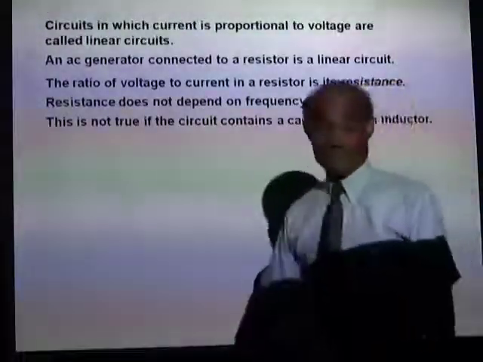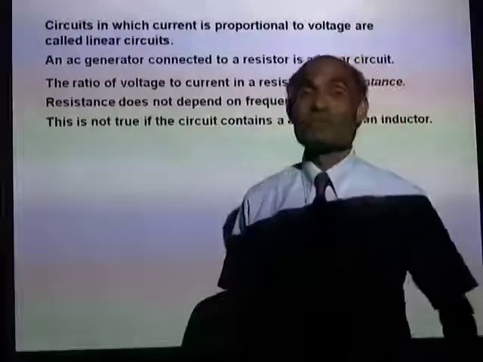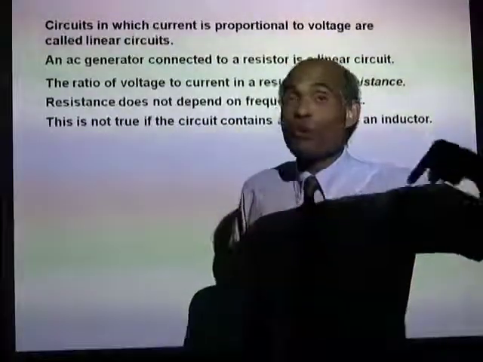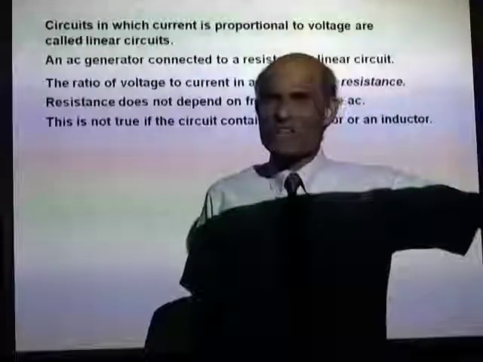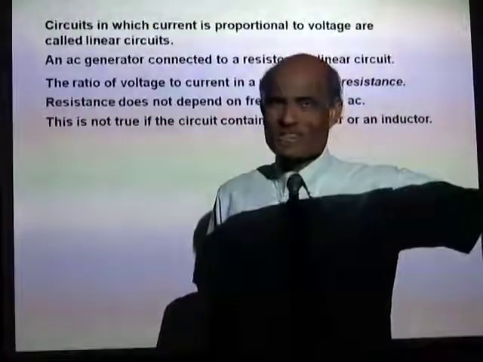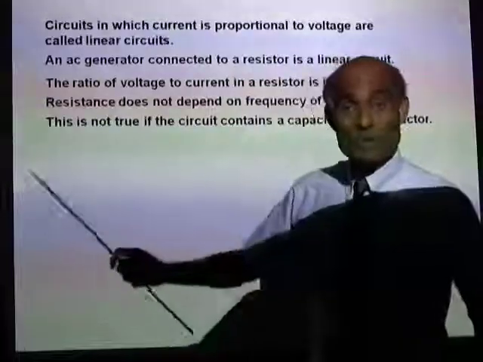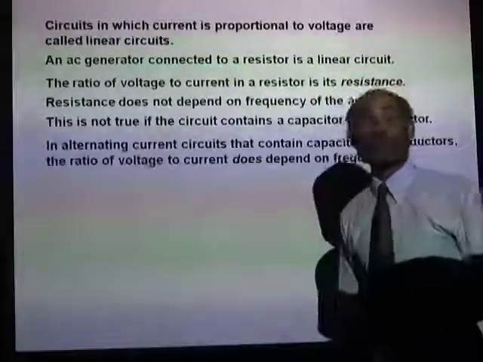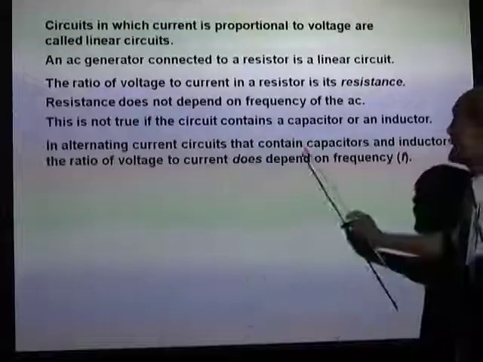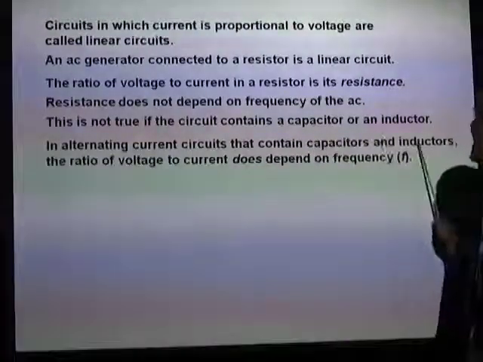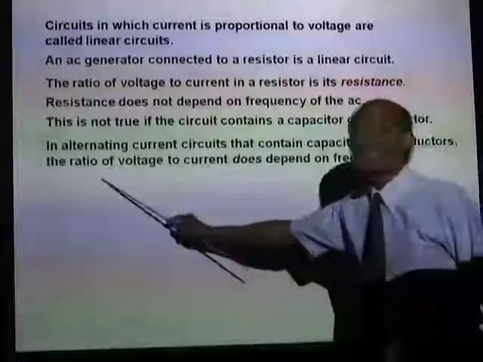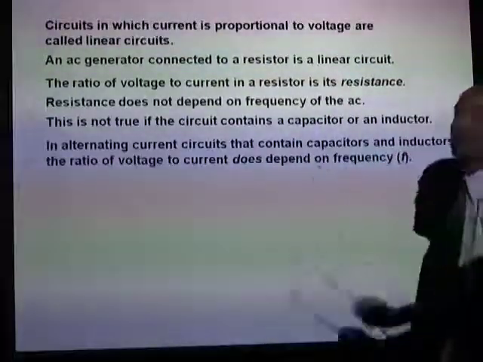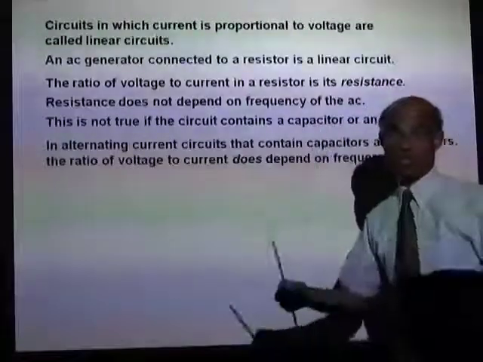Now, but this is not true when you consider AC that passes through a capacitor or an inductor. What is an inductor? We talked about it in the last class. Well, we will be looking at that in detail in this lesson. Now, in alternating current circuits that contain capacitors and inductors, the ratio of voltage to current does depend on the frequency. I want you to understand this very well.